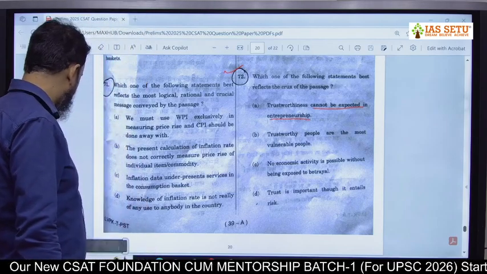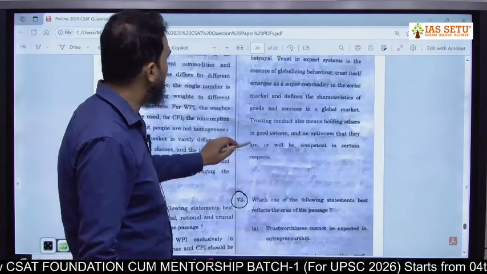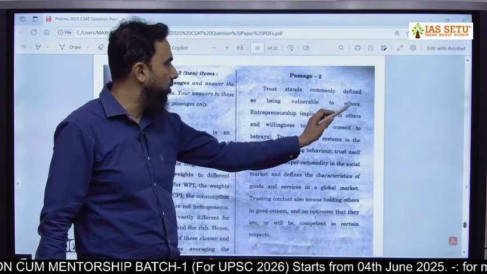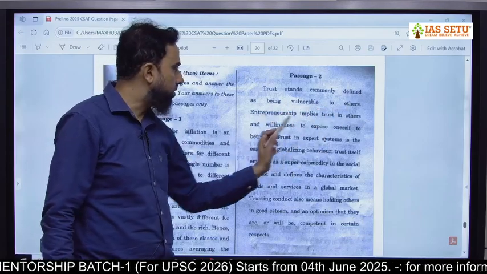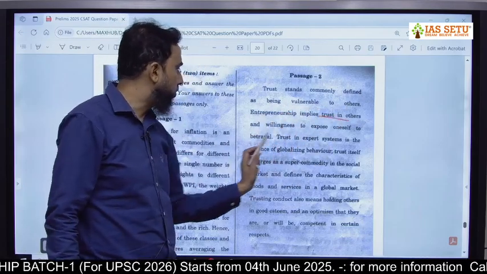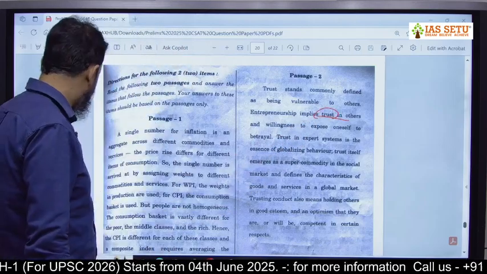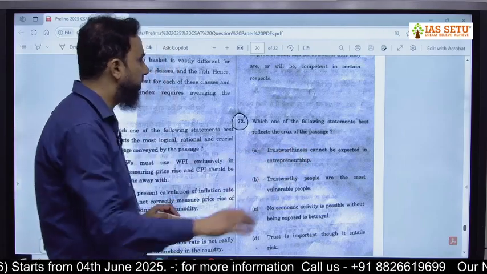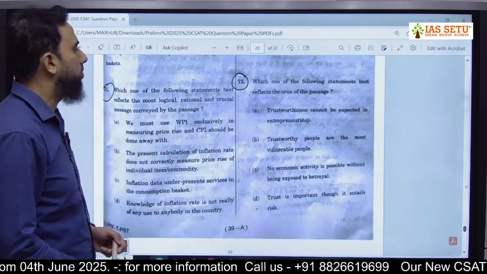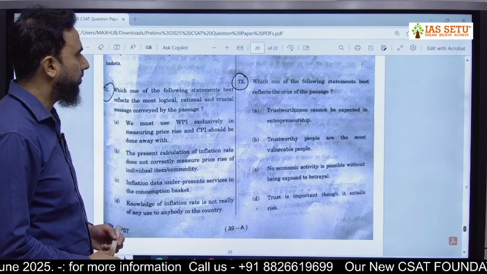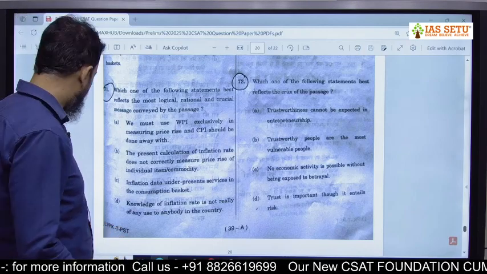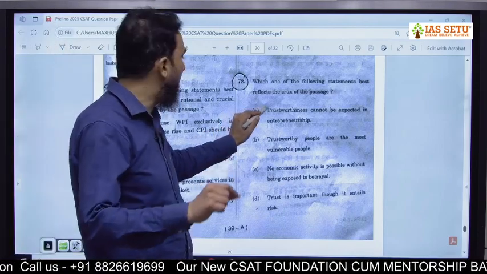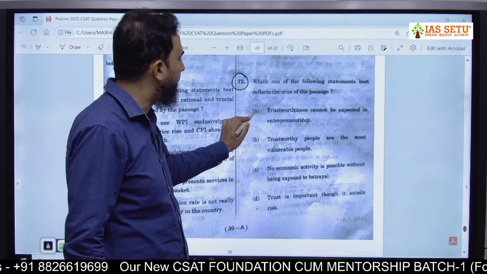I'll show you the paragraph which opposes this statement. Author says trust stands commonly defined as being vulnerable to others. Entrepreneurship implies trust in others and willingness to expose oneself to betrayal. So trust is involved in entrepreneurship. And statement A says trustworthiness cannot be expected in entrepreneurship. But the trust is there. And one more element, it does not represent the main point of the passage.